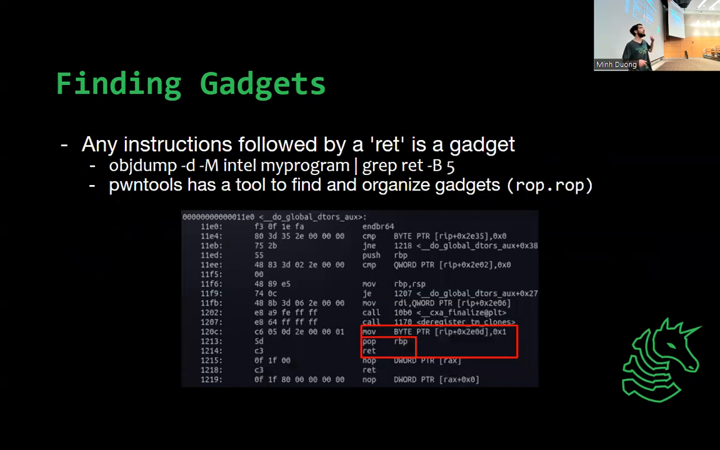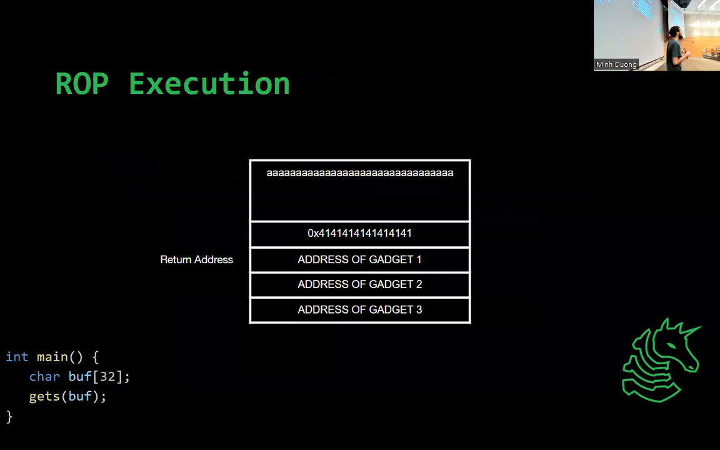And so any bit of code followed by a return statement is a gadget. We can use this command on Linux that dumps all the objects and filters out the last 5 lines before a return statement. Pwntools, when you start making exploits, also has a tool to help you find and locate gadgets and deal with them in a symbolic way. That library is rop.rop.